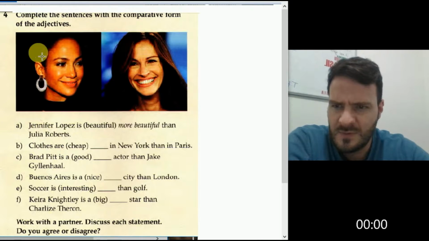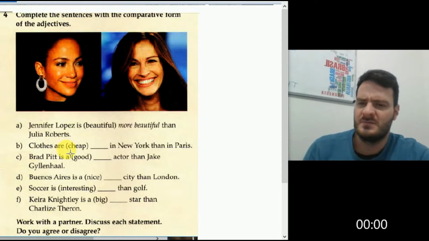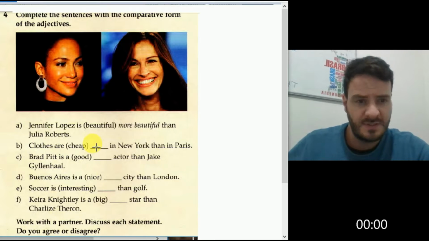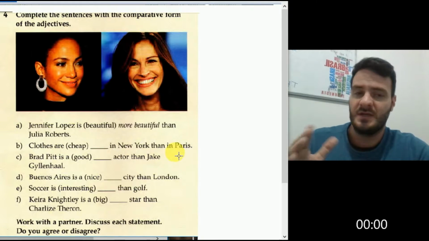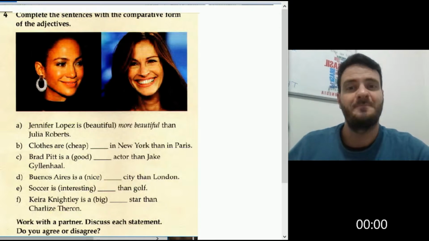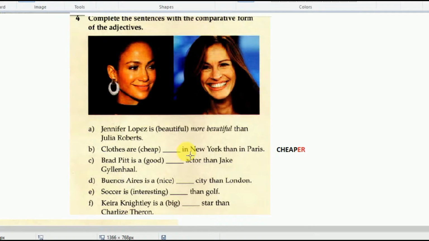In this case, letter B, we can say clothes are cheap, okay? But comparing New York and Paris, in this case, clothes are cheaper. Clothes are cheaper in New York than in Paris. Brad Pitt is good. He's a good actor. But we compare with Jake Gyllenhaal. So Brad Pitt is a better actor than Jake.